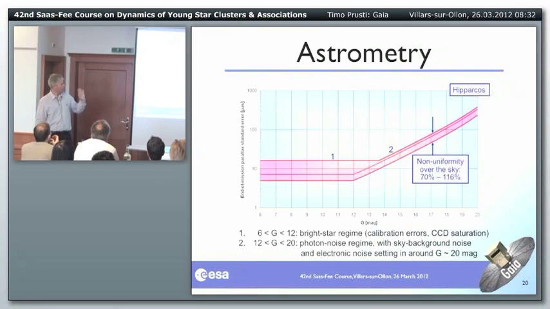And then from 12, 13 up to 20th, you are reading the full CCD, and you are just getting less and less photons, so your noise goes up. And the spread here is the uniformity issue of the sky. But at 20th magnitude, we are at 300 microarcsecond parallax error. Just to remind, Hipparcos was roughly 1 milliarcsecond.